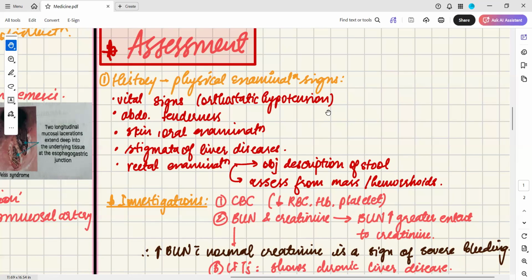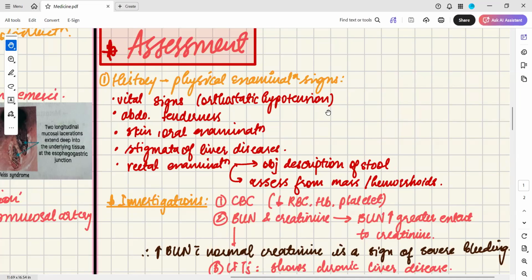In investigations, the simplest is the CBC. We look for decreased RBC, hemoglobin or platelets. We also look at blood urea nitrogen and creatinine. If the blood urea nitrogen is increased to a greater extent than creatinine, it is usually a sign of severe bleeding. We also look at LFTs to show if there is any chronic liver disease.